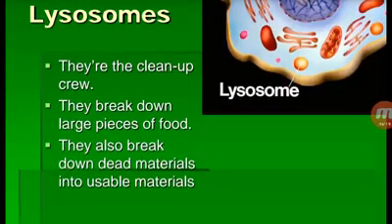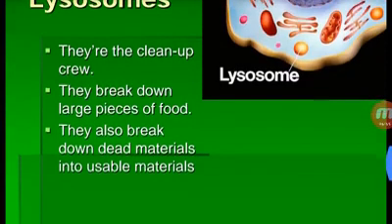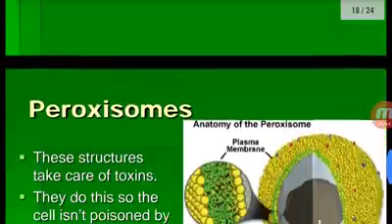Lysosomes, they're the garbage collectors. They're the cleanup crew. They engulf all the dead organelles and other toxic materials inside the cell and bring them into the trash bin, or the vacuoles. They break down large pieces of food. They also break down dead materials into usable materials inside the cell.